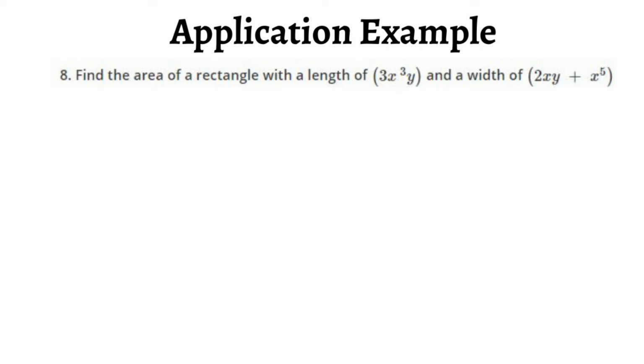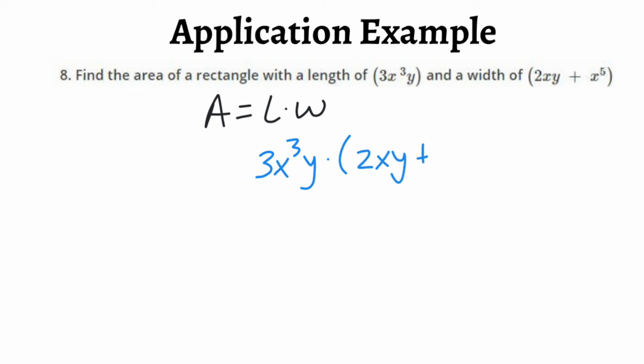So to find the area of a rectangle, we want to remember that area equals length times width. So what we're really saying here is I want to multiply 3x cubed y times 2xy plus x to the 5th. That's really what I'm saying. Length times width. Since I'm multiplying a monomial times a binomial, I want to distribute.